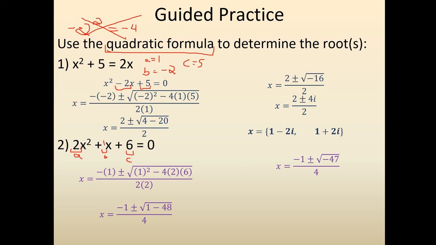1 minus 48 is negative 47. 47 is not a perfect square, and in fact, it doesn't have any factors that can be broken down any further. So all we can do is just pull out an i from this term to get rid of the negative under that square root. So our two solutions will actually be, actually I made a mistake. There should be a negative in front of these two terms. So negative 1/4 minus square root 47 over 4 times i, and negative 1/4 plus square root 47 over 4 times i.